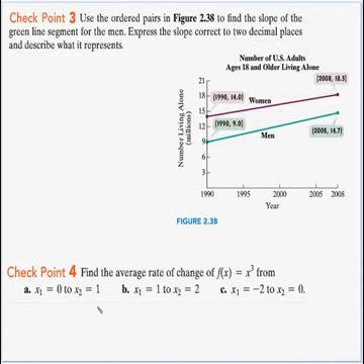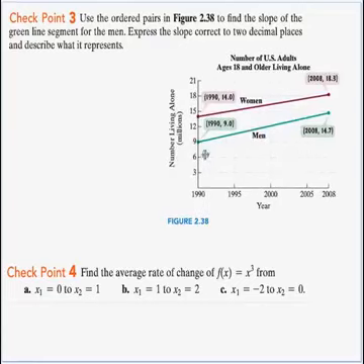All right, some for you to try on your own. Again, checkpoint 3, I just recopied the graph here for the men's slope. And then down here is just an average rate of change, so pause the video and try those, and we'll see if you got them right.